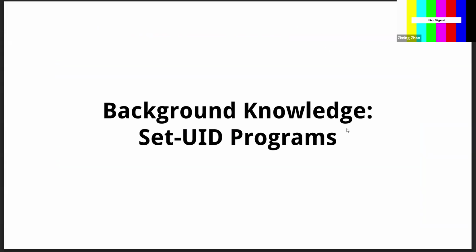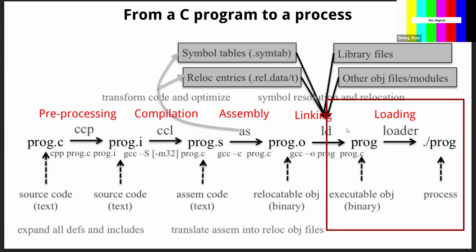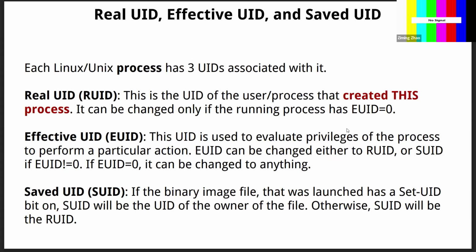Okay. This leads to set UID programs, which is how we developed our platform. And this is related to how a program is loaded by the operating system. On Linux or any Unix-like systems, including your Mac, each process, a process is a running program, has 3 different UIDs, user IDs, associated with it. The first one is called real UID. It is the user who created this process. When I type ls in the shell, I created the ls process. When I do that, I am the real user, the UID of that ls process.